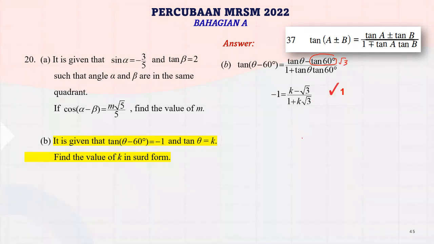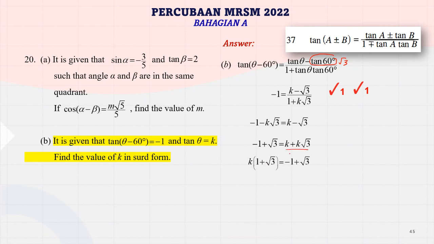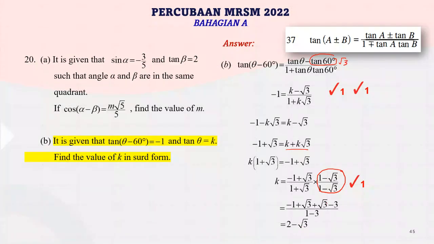So from here, kita cuba kumpulkan K bersama-sama. Kat sini nanti, okay, K plus K, kita factorize this part. So you get K times 1 plus root 3 equals to negative 1 plus root 3. So kita jadikan K sebagai subject and then this one kita darab dengan conjugate. Okay, bila kita darab dengan conjugate, you akan dapat this part. Simplify, you akan dapat at the end, K is equals to 2 root 3. This is surd form. Okay.